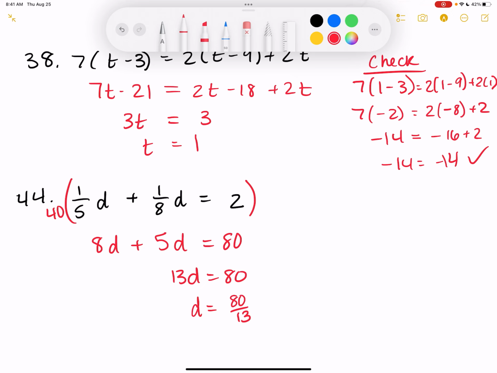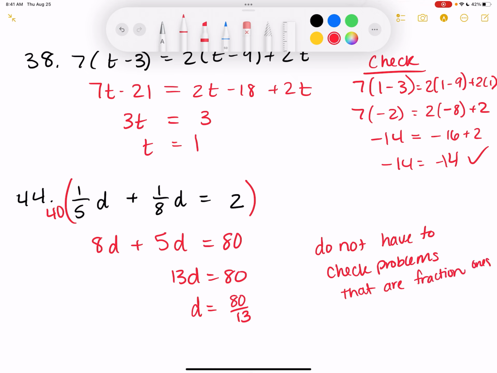And just as a general thing, you do not have to check problems that are the fraction ones. So you wouldn't have to check the ones in section 43 through 50 because those are all fraction problems. All right, any questions about those?